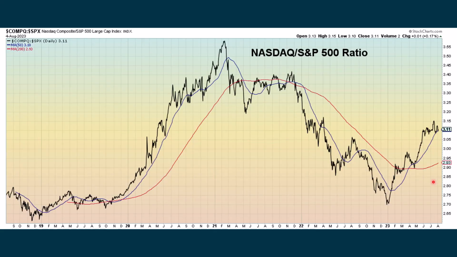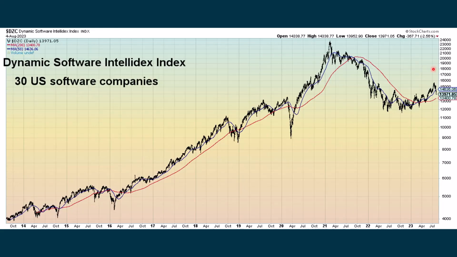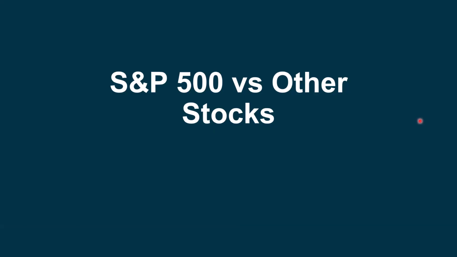The NASDAQ compared to the S&P 500, both have been doing quite well, but the NASDAQ has been outperforming, and we came back down to this blue moving average. Maybe this will provide some support. NASDAQ 100 and NASDAQ have been doing well, but the NASDAQ 100 is doing even better and really outperforming. The 30 biggest software companies, even though they had some weakness this past week, they're still in an uptrend.